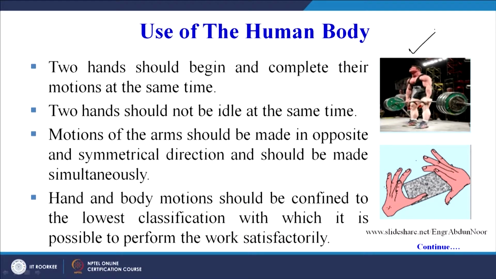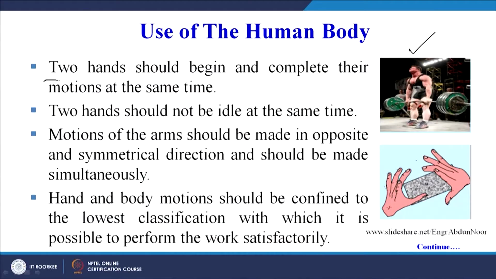Let us see here, this is a good example given here, use of human body. A weightlifter is lifting the heavy load. You can see that there is a standard technique by which the lifter must lift the load. If he falters or if there is a mistake, it may lead to a very severe injury. That can be avoided if you follow the protocol, if you use your body in the prescribed manner only. So as per the principles of motion economy, the two hands must begin and complete their motion at the same time. So this is the first principle.